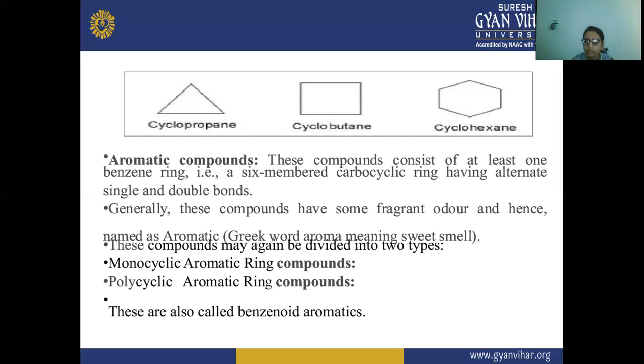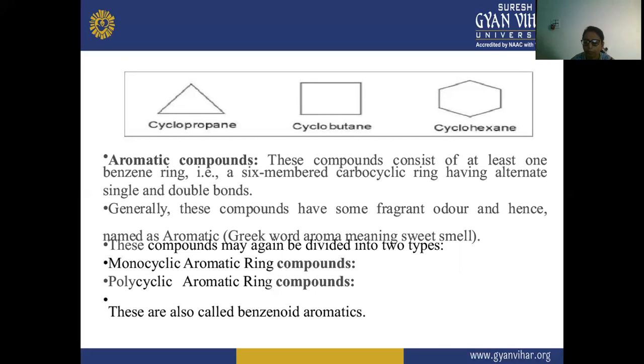So these aromatic compounds are divided into two types. First is your monocyclic aromatic ring compound. Second is your polycyclic aromatic ring compound. These are also called benzenoid aromatic. These aromatic compounds should consist of at least one benzene ring.